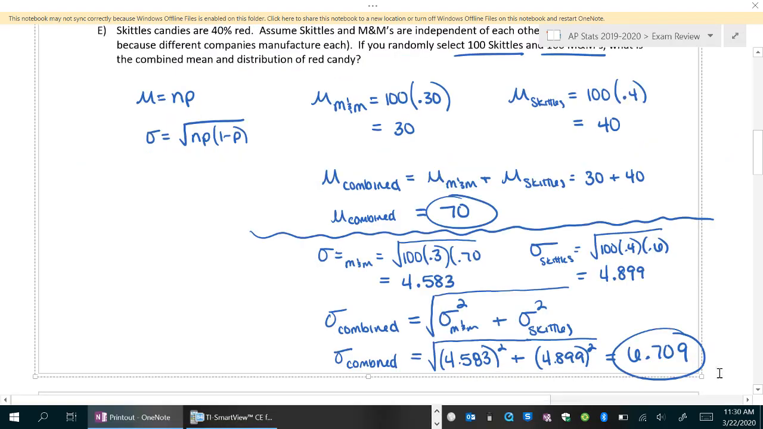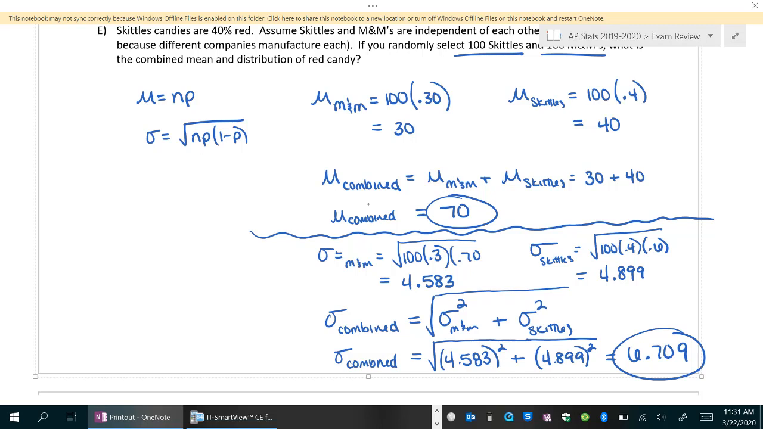Okay, so I know I have a lot of work here, so let me talk you through this. I started by doing the means up top. First I need to know the mean of M&Ms out of 100 candies. So 100 times 0.3 gives me 30. And then the mean of Skittles was 100 times 0.4, so 40. Now, means follow the math. So if I want to find the mean of the combined, I just take the mean of M&Ms plus the mean of Skittles, 30 plus 40, and I get a combined mean of 70. Pretty simple when it comes to means.